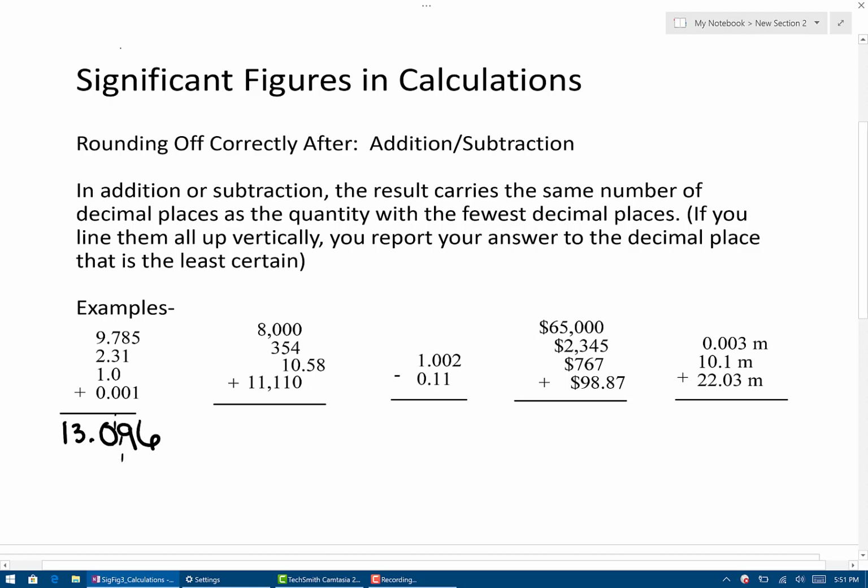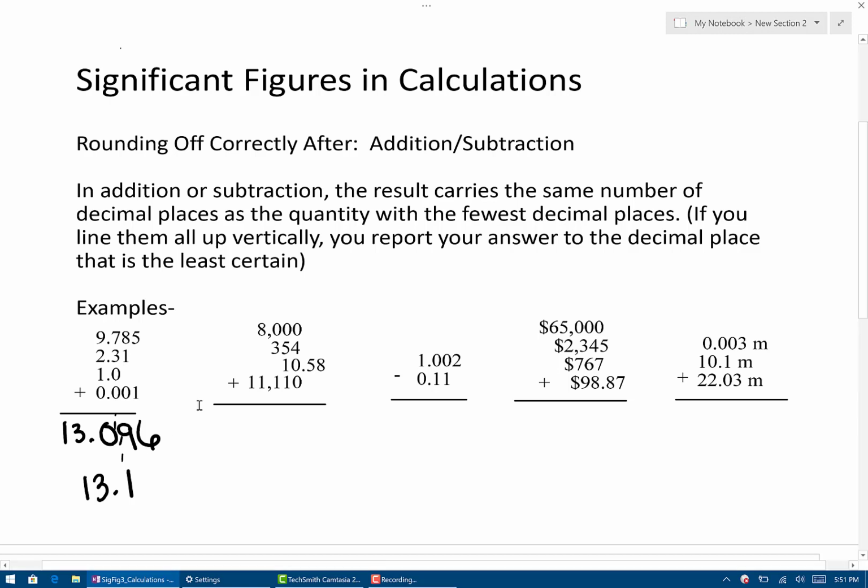Whenever we're going to cut off, we want to take into consideration the part we're cutting off. That's a significant part. If we look at that number and it's greater than 5, in this case it is, then we need to round up that last digit. So 13.096 becomes 13.1. And that's the correct way to report your answer here.